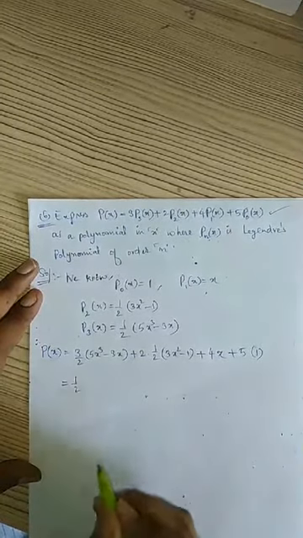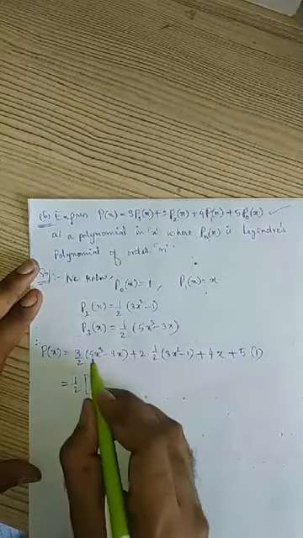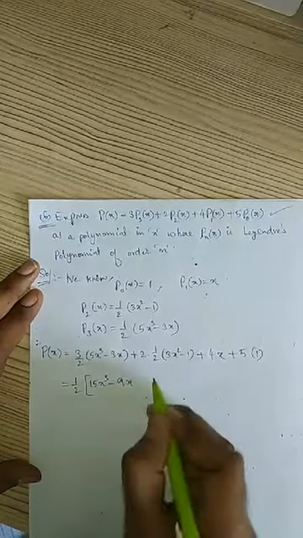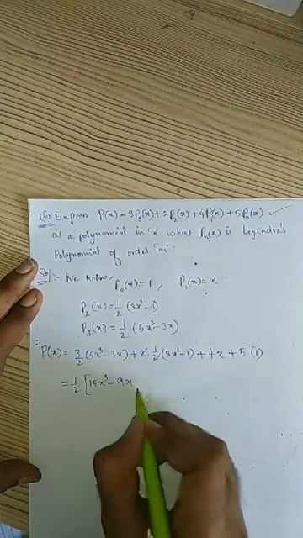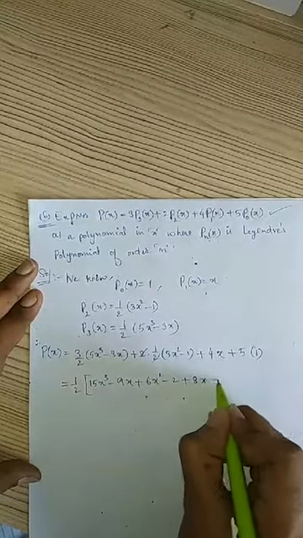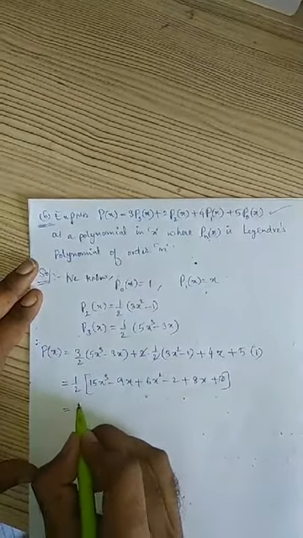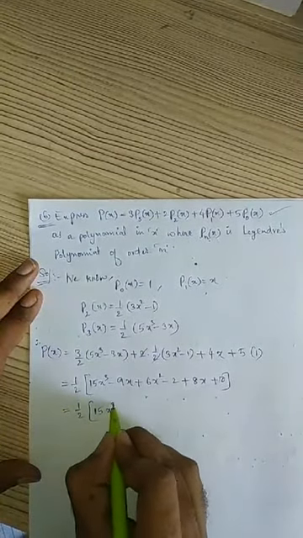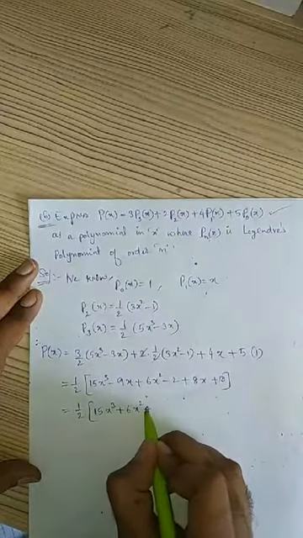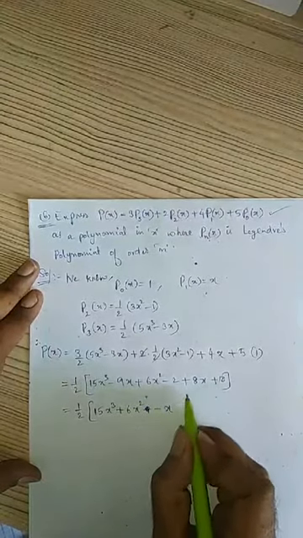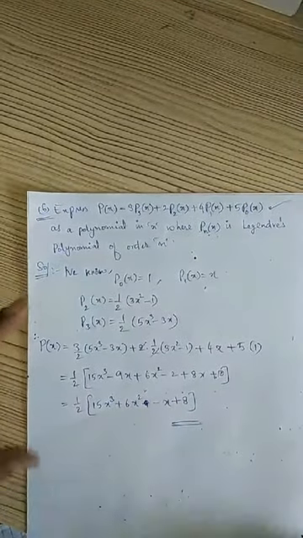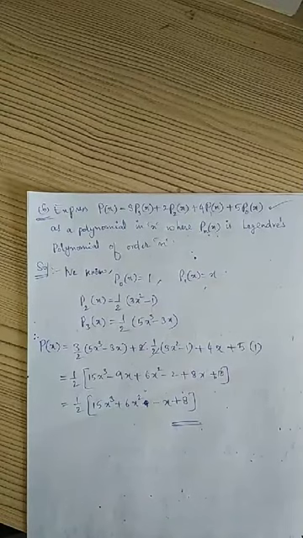So 1 by 2 I will take as common from all the terms. Then 15x cube minus 9x, this 2 will get cancelled because I am taking 2 outside, 6x square minus 2 plus 8x plus 10. Right, further what will happen? 1 by 2 into 15x cube plus 6x square minus 9x plus 8x, so what will happen? Minus x, plus 10 minus 2 plus 8. So this is the required polynomial in x.